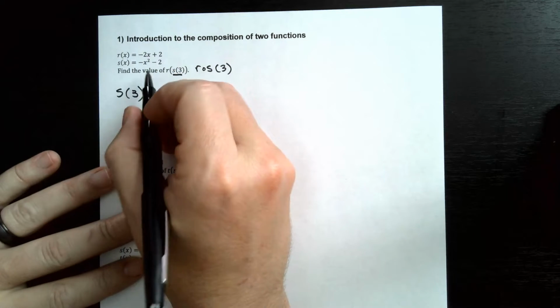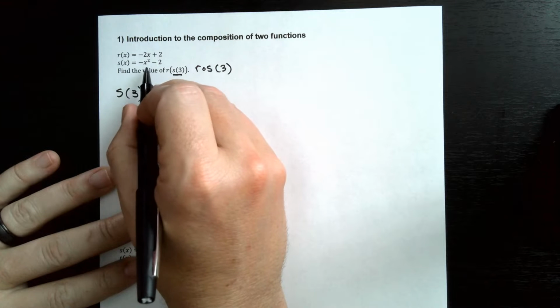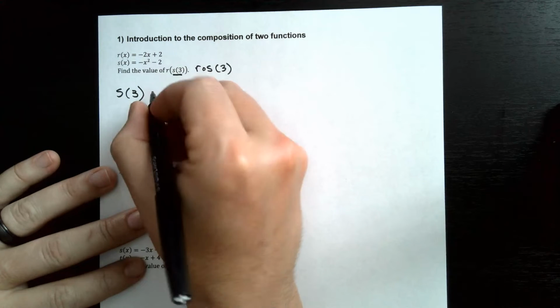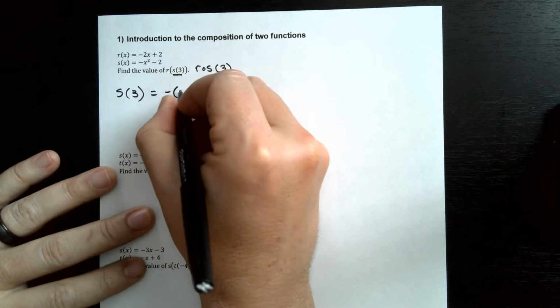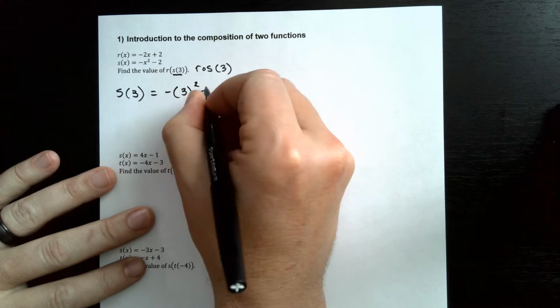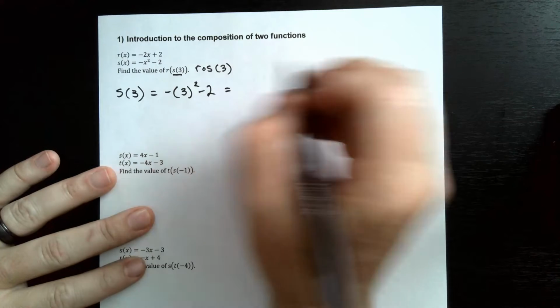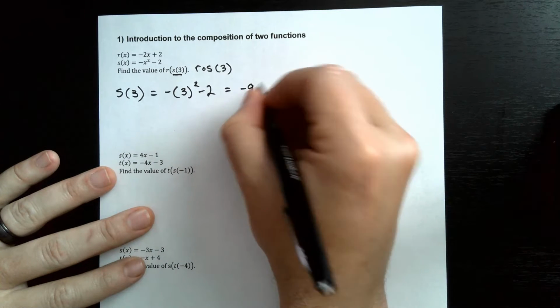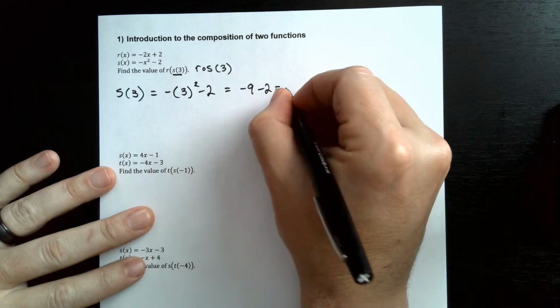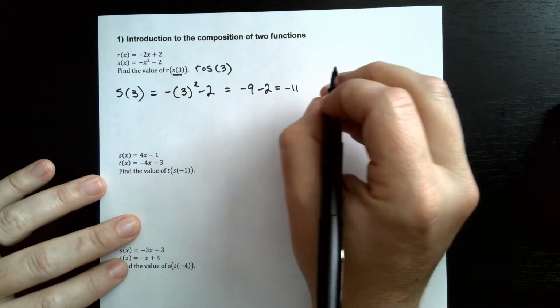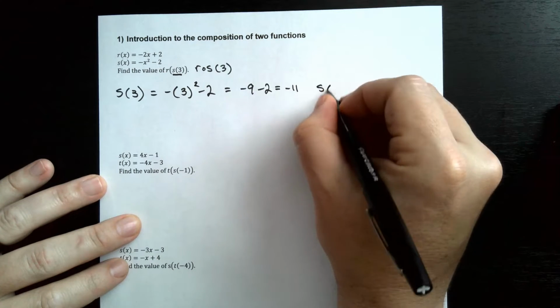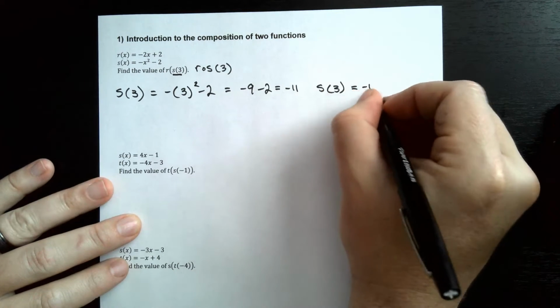If we're finding s of 3, we're looking at the s function, and everywhere we see an x, we put in a 3 in its place. So negative, we put a 3 here, squared minus 2. 3 squared becomes 9. It's got a negative out front, so negative 9 minus 2 gives you negative 11. Now you know that s of 3 is equal to negative 11.